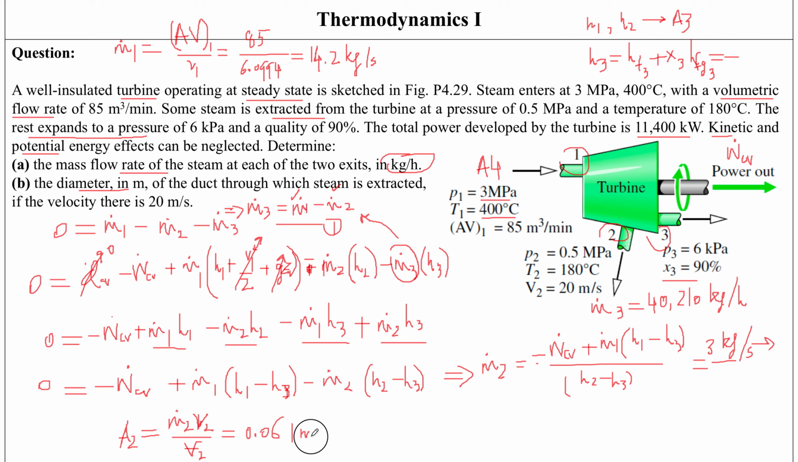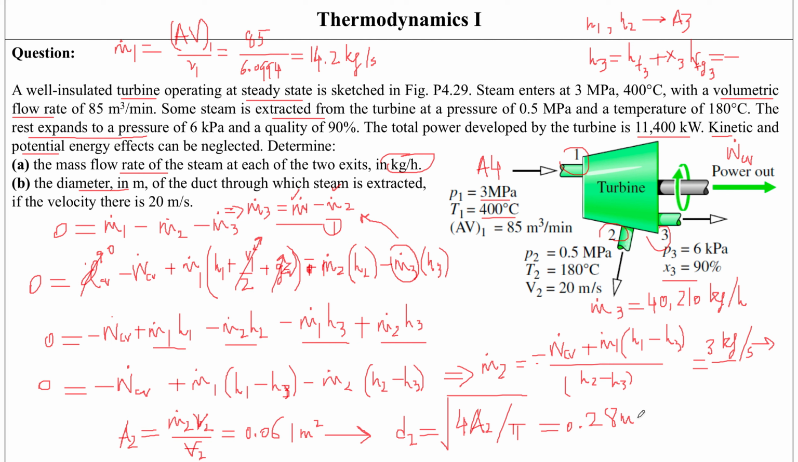Okay, so from here you can find out the area at 2, which is going to be around 0.061 meters square. And now that you have the area, you can go ahead and find out the diameter as well, because it's a circular cross section, so that's going to be area equals pi d squared by 4, and then diameter is going to be equal to the square root of 4 into A2 divided by pi. Okay, and that's going to be equal to, you can find it out yourself and check it from here, it's going to be equal to 0.28 meters.